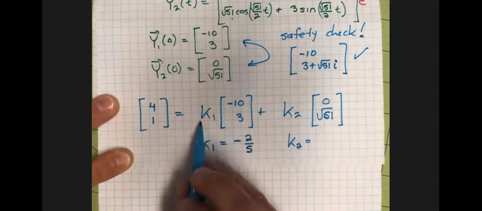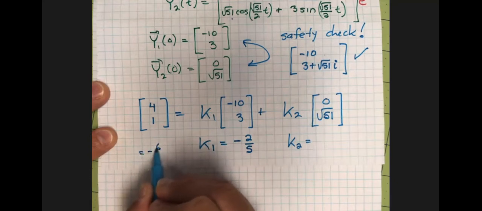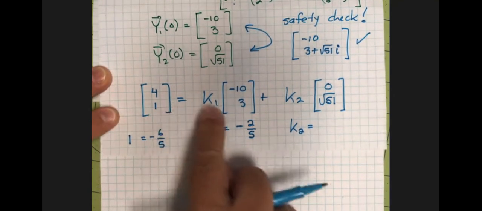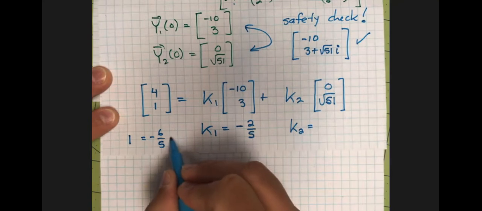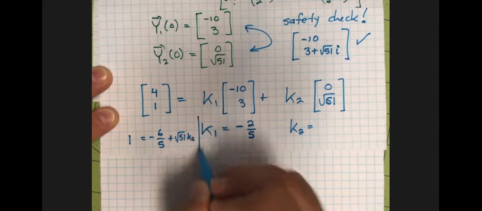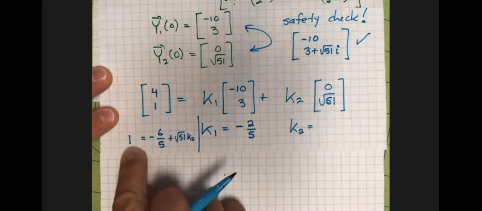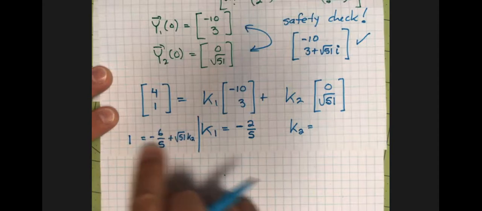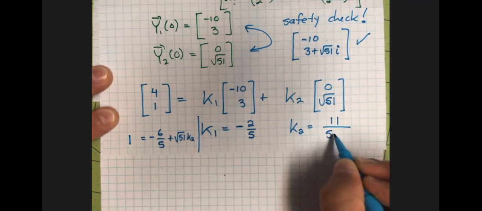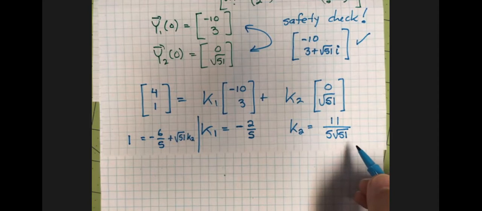Now I gotta use my imagination. On the next one, this is minus 6/5. And this is 1. 1 equals minus 6/5, and now plus root 51 K2. That's what I got to do to finish. It's not a big deal, right? 1 is 5/5. Add 6/5, got 11/5. 11/5 divided by root 51 is 11 over 5 root 51. It's not pretty, but it is correct.